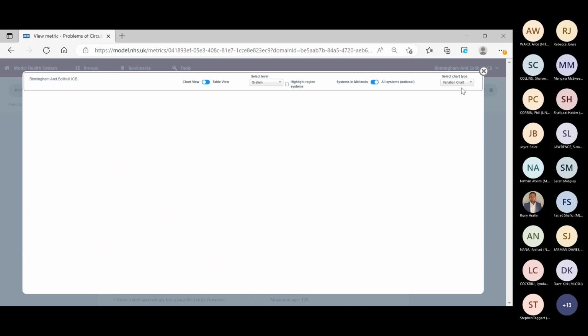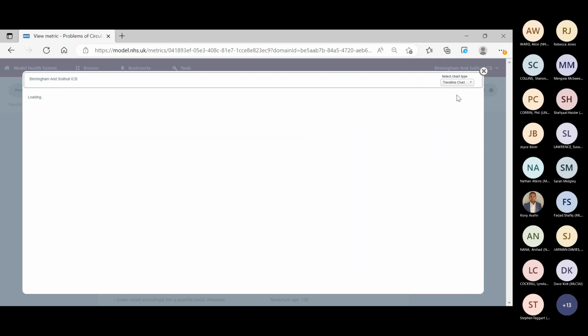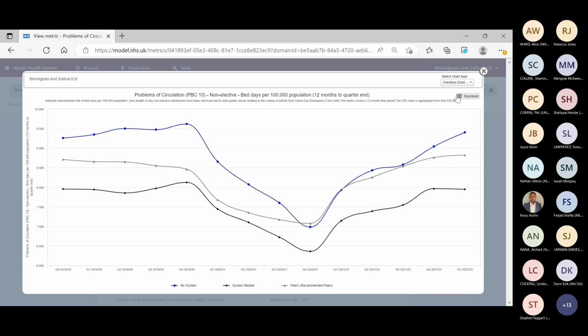As I mentioned, you can also view time series. On the top right hand side, if I change that from variation to trend line, then that will show you a quarterly time series of that metric. Here we've got the ICB highlighted in blue, then we've got the peers in grey and the system median in black.